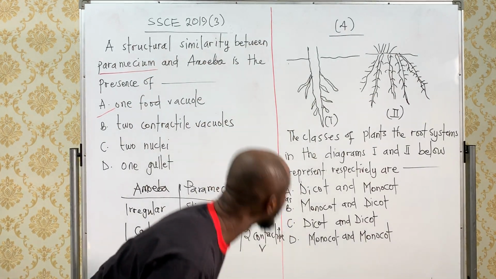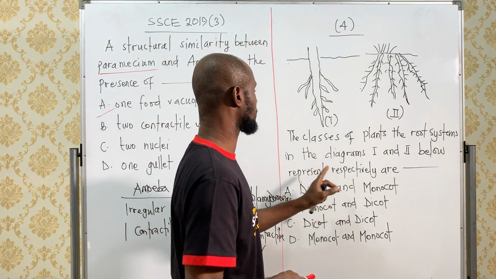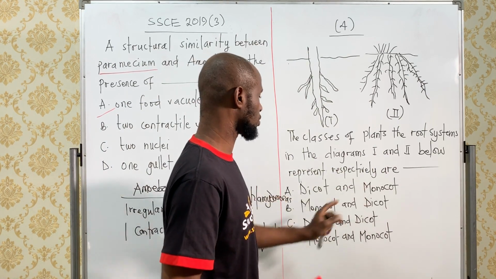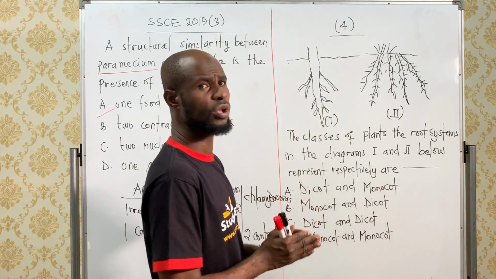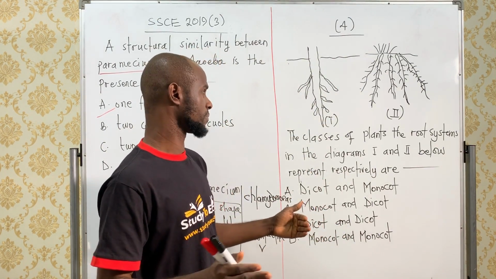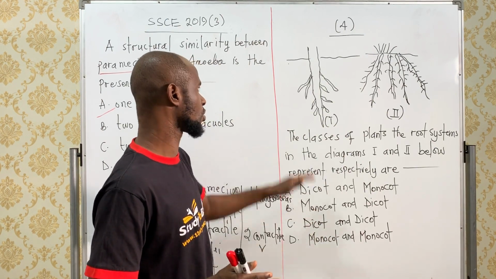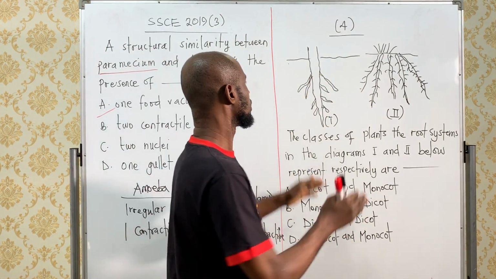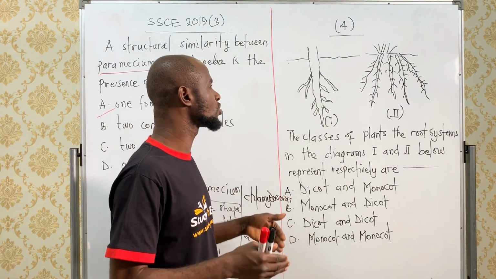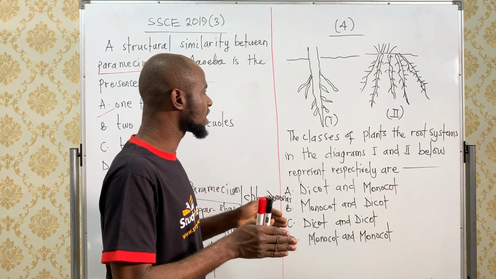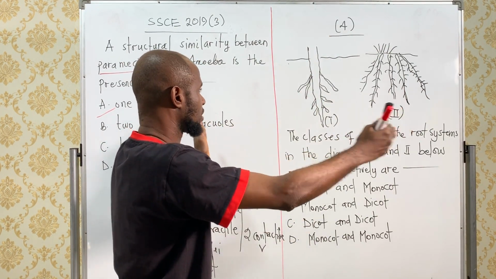Now let's look at the last question here. We have the classes of plants. The root system in diagrams 1 and 2 below represent respectively a dash and dash, a dicot and monocot. So our answers are always between the monocots and the dicots. Let's look at the roots now. We can differentiate monocots and dicots in terms of their root system. We have 2 types of roots, the fibrous root and the taproot. Which one is fibrous, which one is taproot? We have a taproot when the root is elongated and grows vertically down the soil with lateral extension.